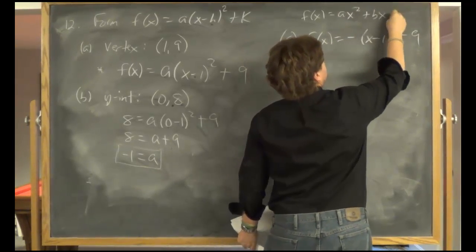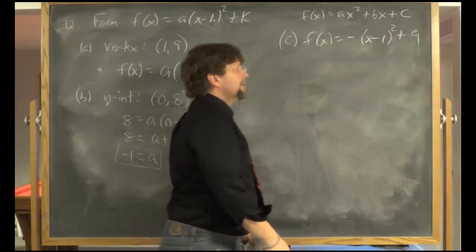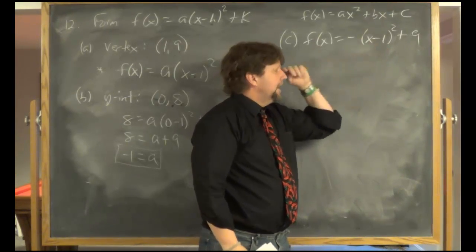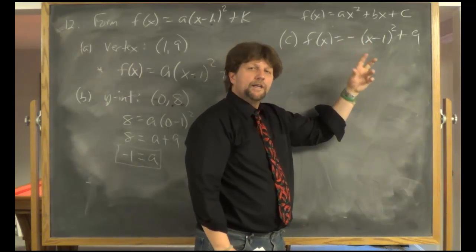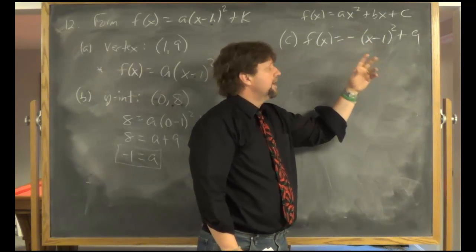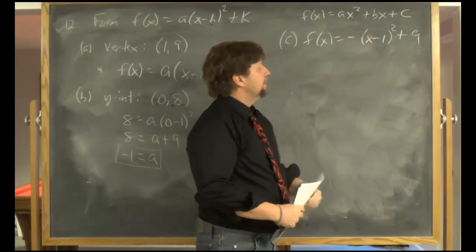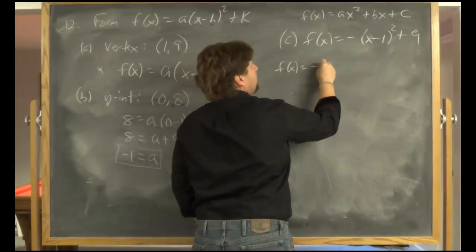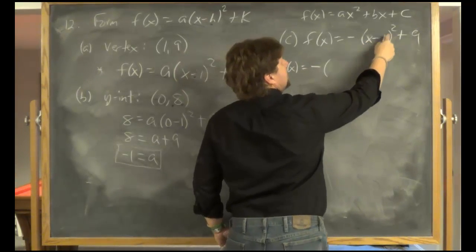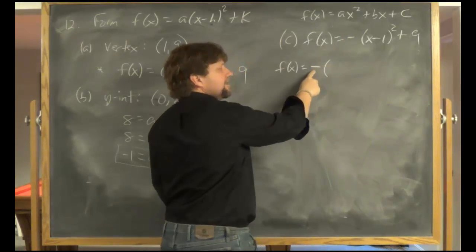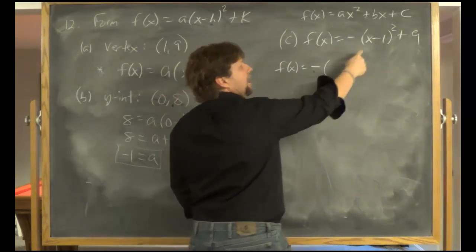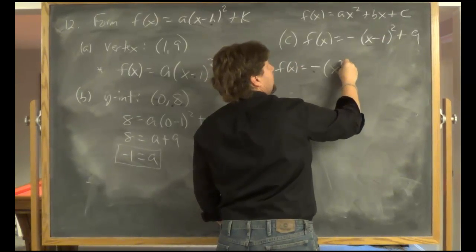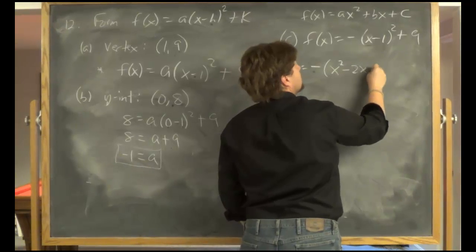plus bx plus c. Well, why don't we just go ahead and multiply this out, and take the x minus 1, that quantity, and square it, then distribute the -1. We'll be able to answer that question. So if I multiply out x minus 1 quantity squared, notice I kept that negative sign out of the parentheses. I'm doing this multiplying first. I get an x squared minus 2x plus 1.